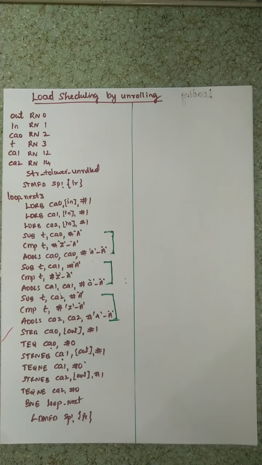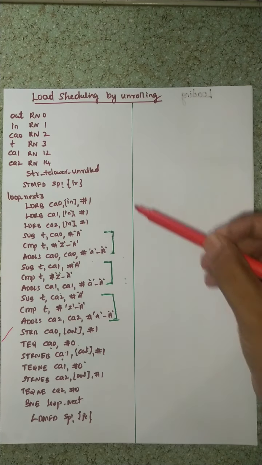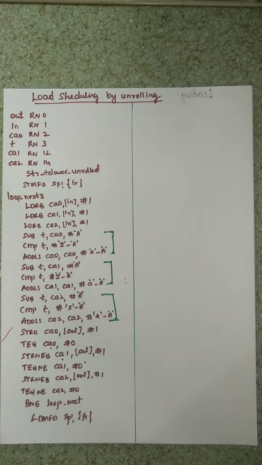Hello everyone. Now we'll discuss the load scheduling by unrolling technique. In the previous video we studied load scheduling by the preload operation. In the preload operation of the load instruction, the assembly code is optimized. Still, you can further optimize the same code into a further minimized form. So let us discuss this unrolling technique for optimizing the assembly code.